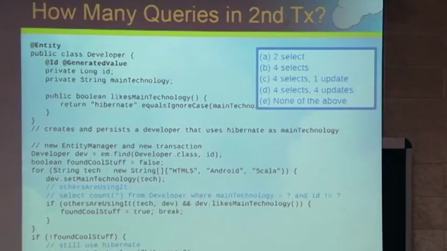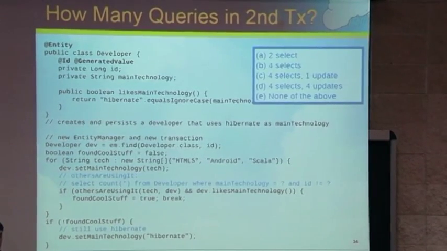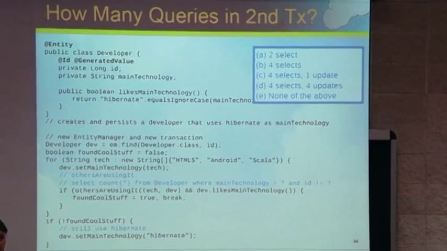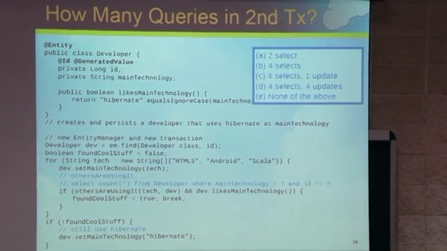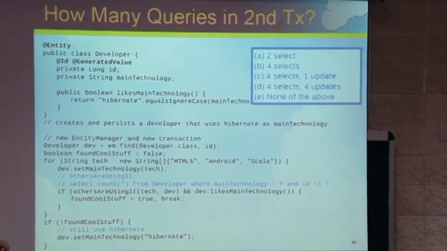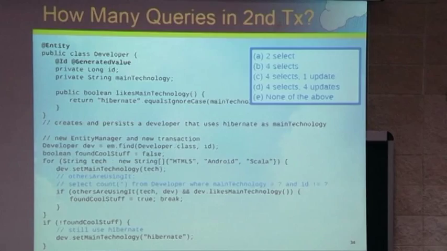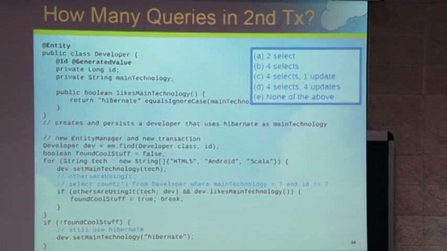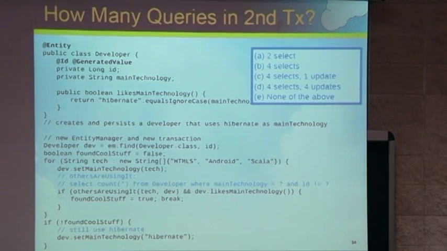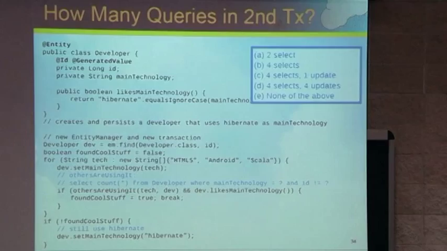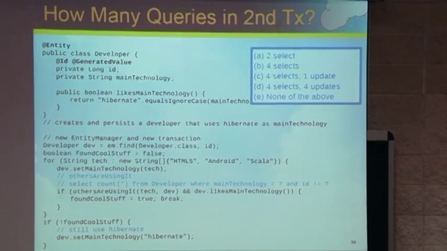Who thinks it's A? Only 2 selects. Maybe Hibernate can optimize such tricky cases and do only 1 select for this internal aggregate function like counting. Who thinks that Hibernate is so smart? Oh, no one? I'm disappointed. What about B? 4 selects.